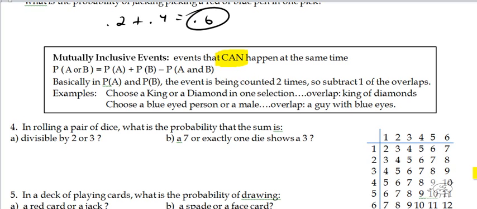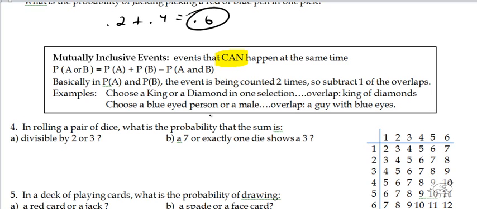And basically, here's the deal. Sometimes, if I said the probability of A and the probability of B, a certain event is going to be counted 2 times, one in A and one in B, and you don't want to count it twice, you want to subtract the overlap. The best example here, math fans, is you choose a king or a diamond in one selection. If I say what's the probability of picking a king, and then the probability of picking a diamond, I've counted the king of diamonds the first time, and I've counted the king of diamonds the second time. I don't want to count it twice, so you subtract the overlap. So you subtract the probability of getting a king of diamonds.